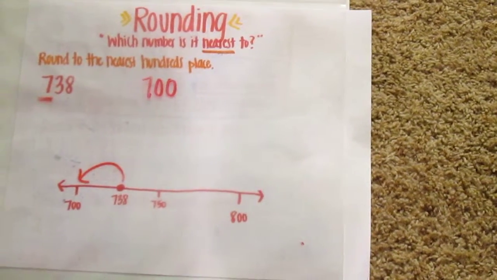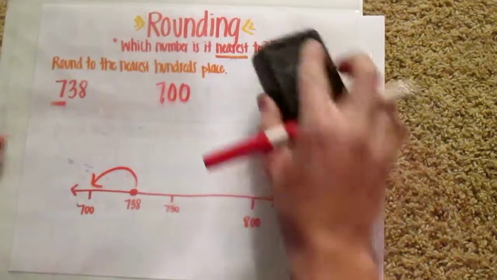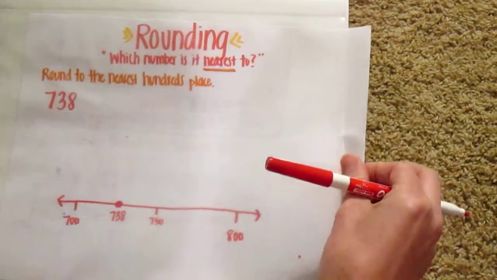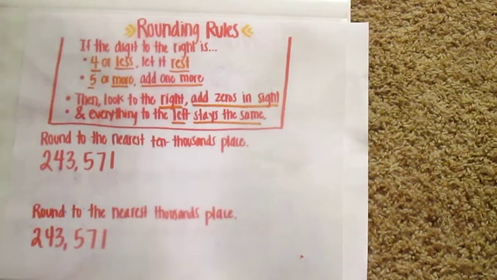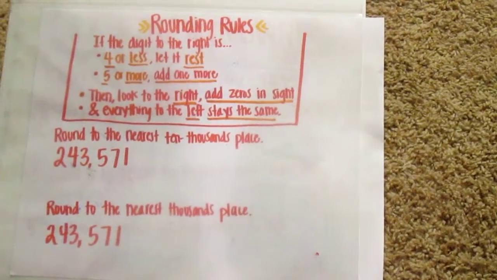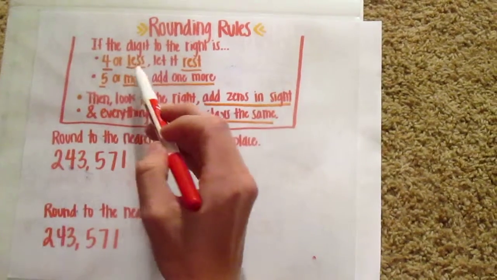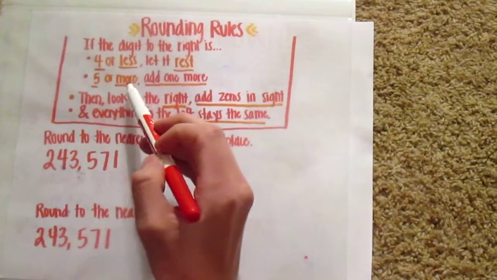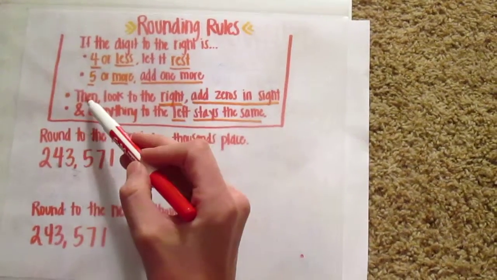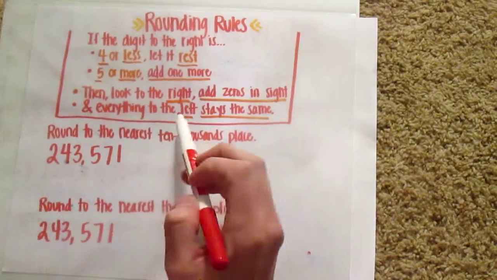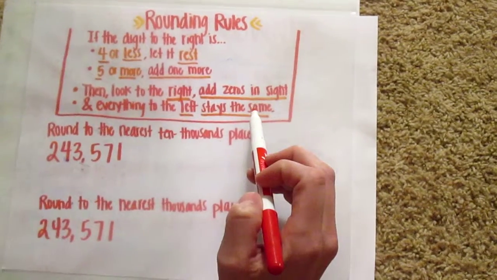However, we can get the same result by following some simple rounding rules. There are only 4 rules to remember. If the digit to the right is 4 or less, let it rest. If the digit to the right is 5 or more, add 1 more. Then, look to the right, add zeros in sight, and everything to the left stays the same.